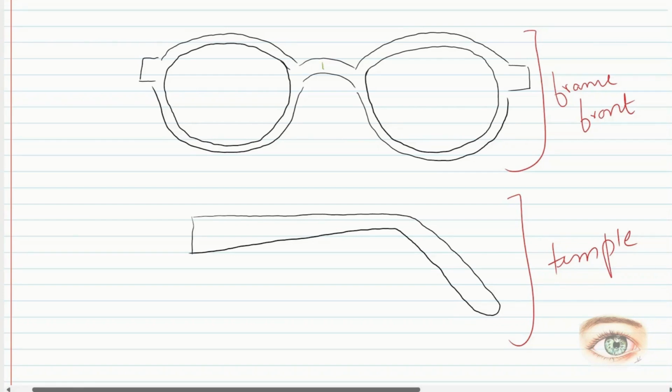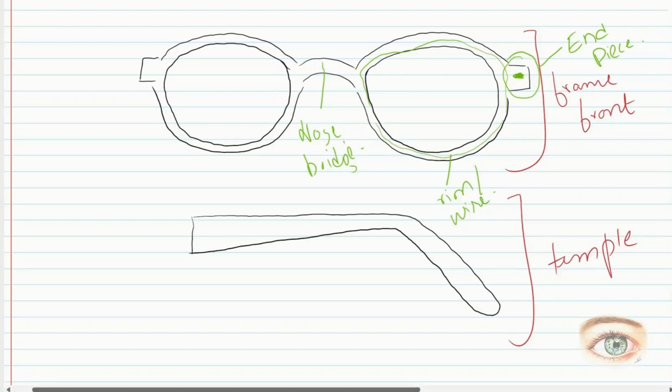This part comes over the bridge of the nose and so is named nose bridge. This part, which holds the ophthalmic lens, is called rim or wire, right? This part, which attaches to the temple, is called end piece. And we have this small hinge. This is called shield.